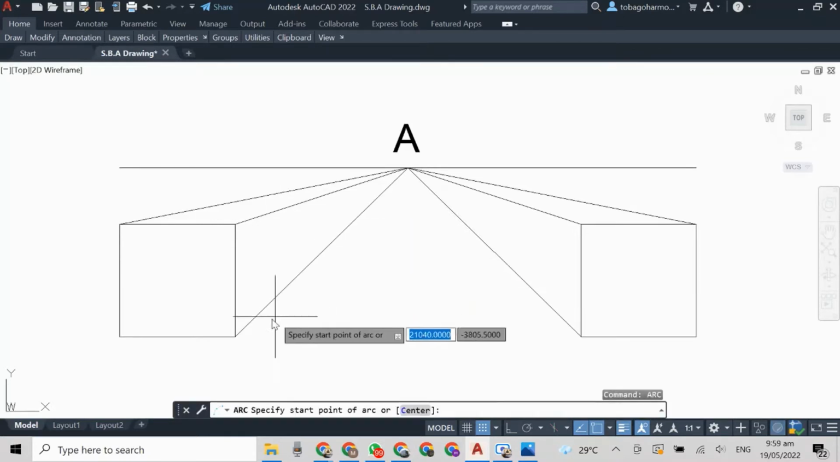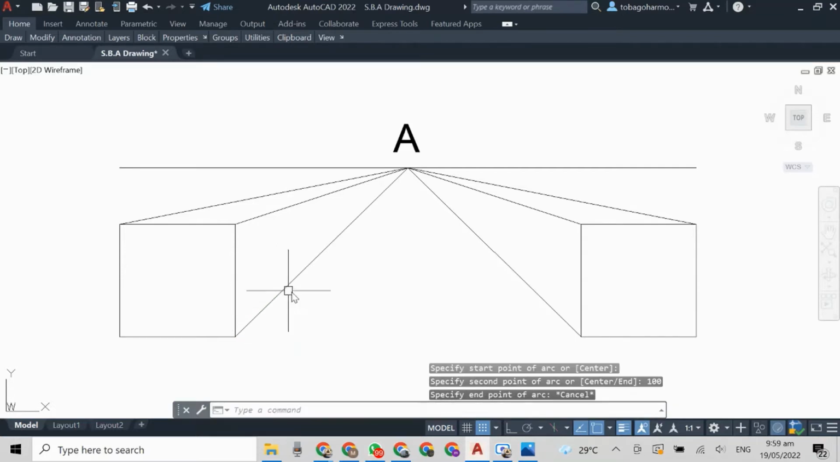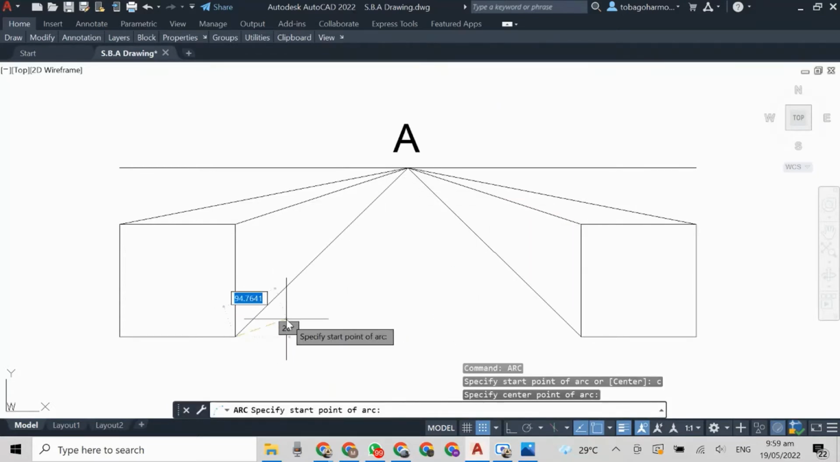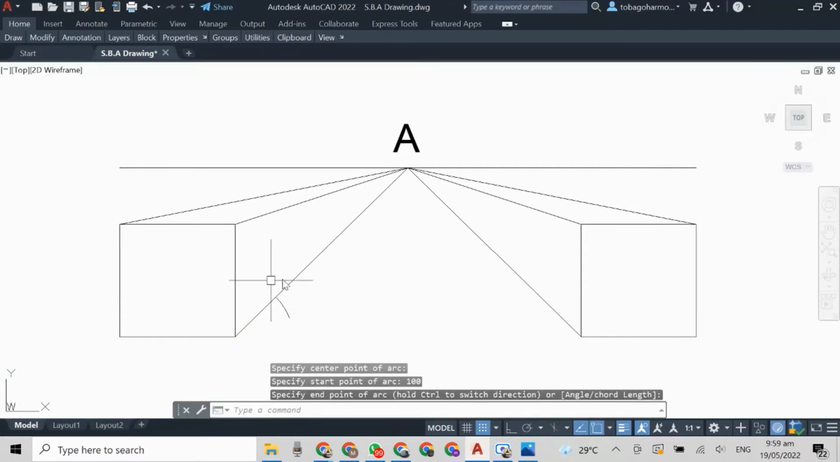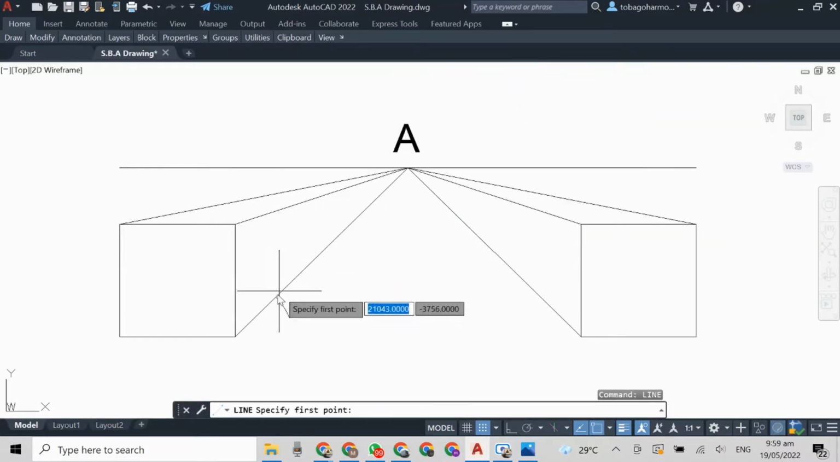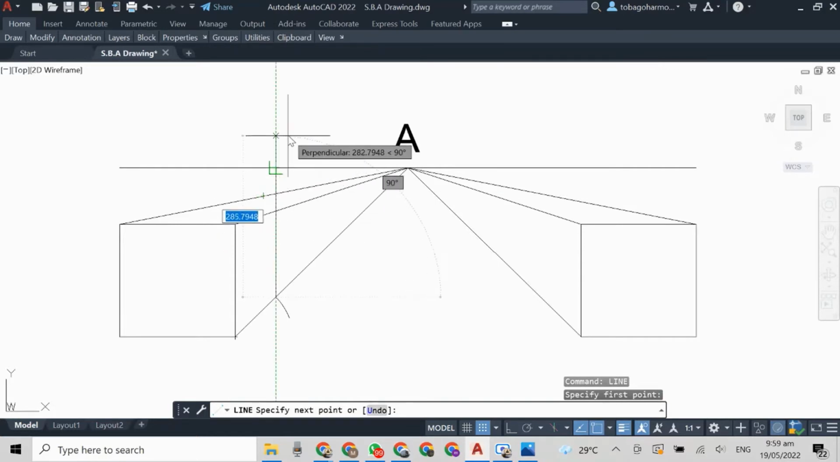So what I'm going to do now is I'm going to establish the depth of my cuboid. So I'm going to use the arc command with a radius of 100 millimeters. All right, so this is to establish the depth. And once I have the arc cutting the line, I'm going to pull a vertical line.